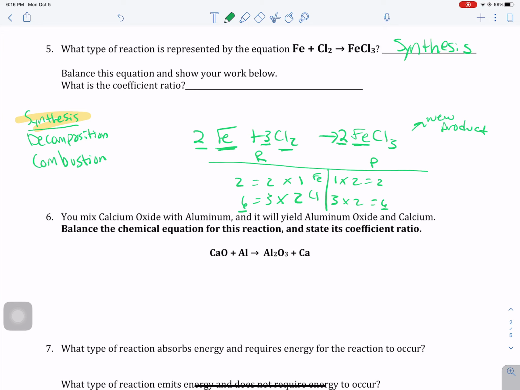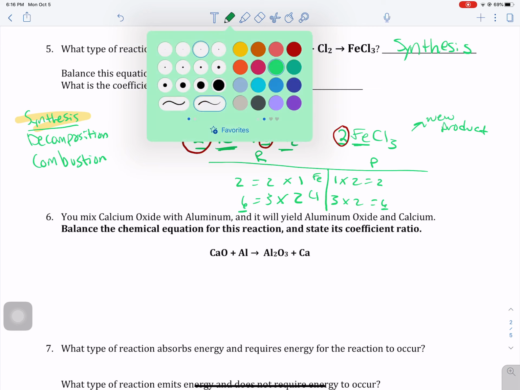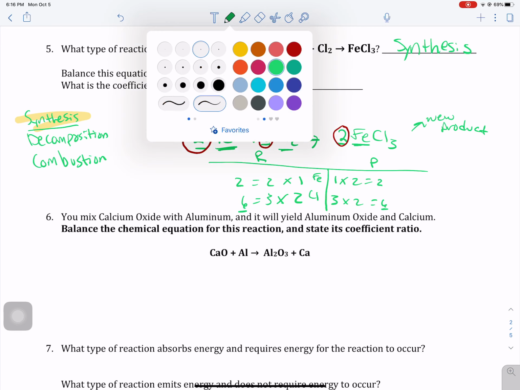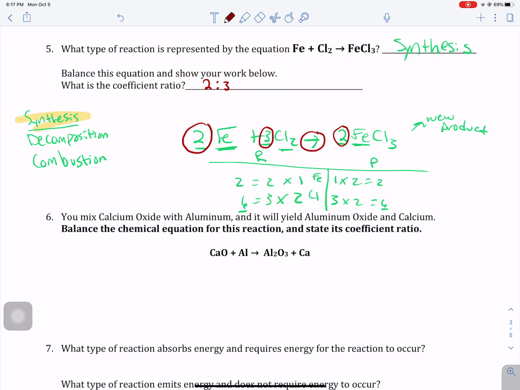Okay, and then it asks you to do the ratio. Remember, for the ratio, we're looking at these big coefficient numbers. So we have 2. If you see a plus sign, there's a colon. Then you have 3. The arrow is going to be represented by 2 colons. And then you have a 2. Okay, so that's the coefficient.